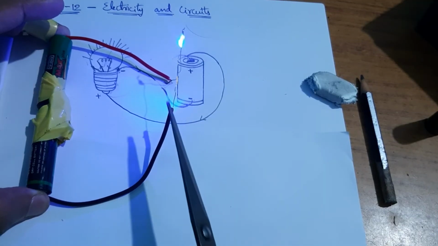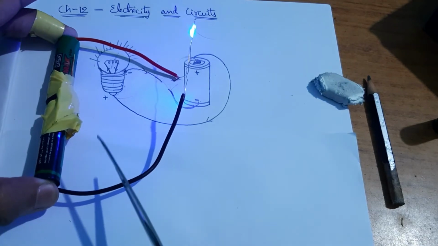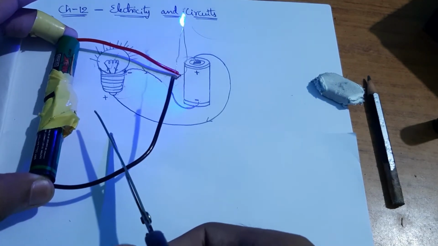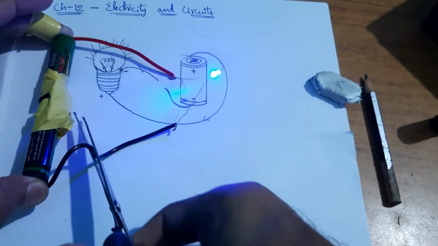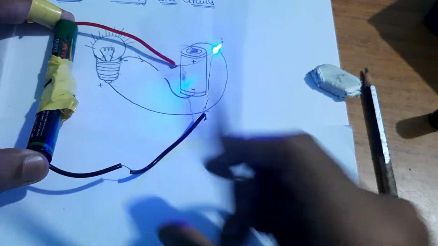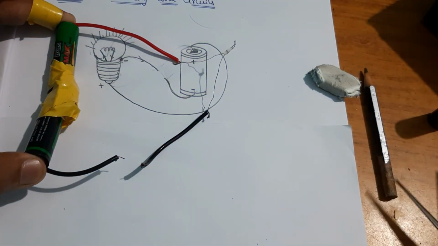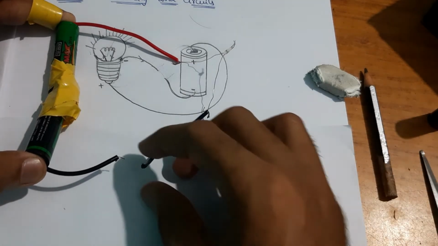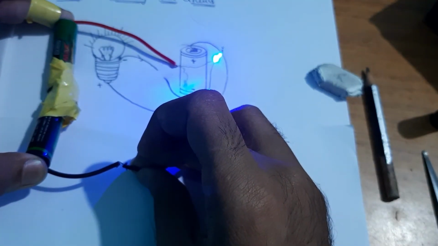You can see now that the bulb is glowing because it is a complete circuit. Now I cut the wire in the middle and let's see. So you can see when I cut the wire in the middle, the bulb stops glowing, and when I connect it back again, the bulb glows.